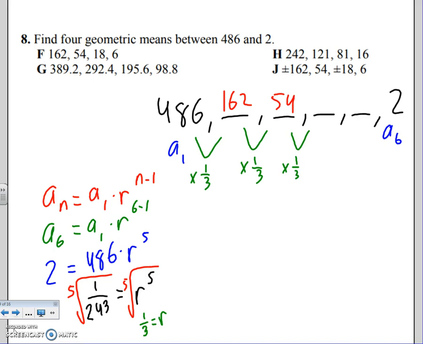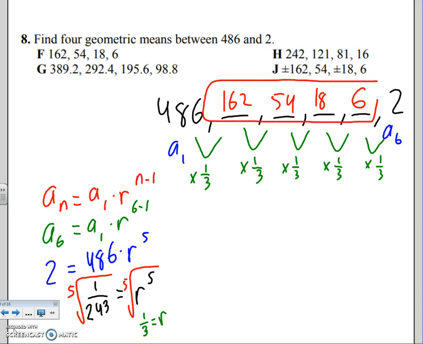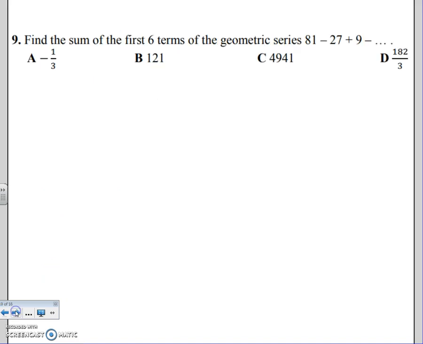So, or really, that's really divided by 3. That gives us 18. Times the third again, or if you want to divide by 3, your choice. That gives us 6, and we can check. If we do 6 times the third or divide 3, you get 2, which does match up, so we're good. So that's our answer. 162, 54, 18, 6. That is choice F.